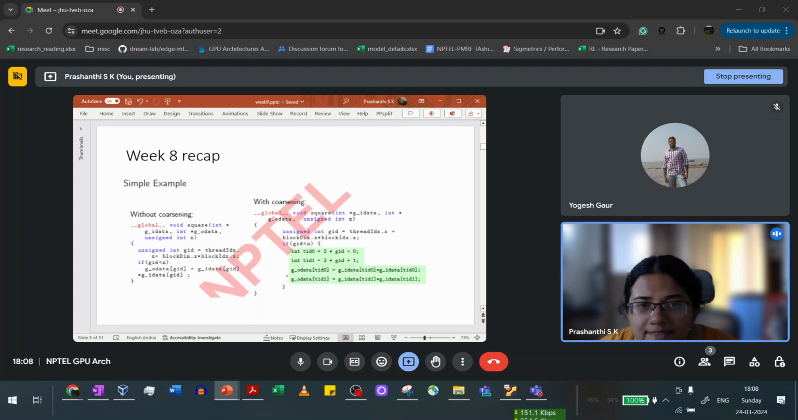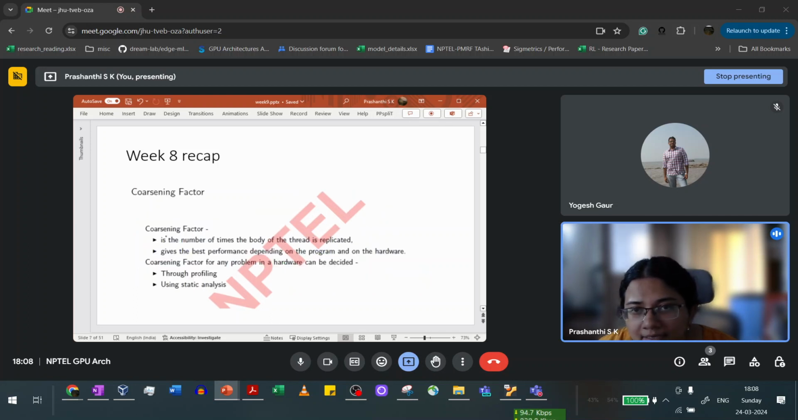This is a very simple example where, for instance, you have the version without coarsening here, where everything deals with just one element, so to say. And here you have the work of 2 threads being done in one. So this is a coarsening factor of 2. Coming to the coarsening factor and its definition, it is the number of times the body of the thread is replicated, and it needs to be chosen depending on the program and the hardware.